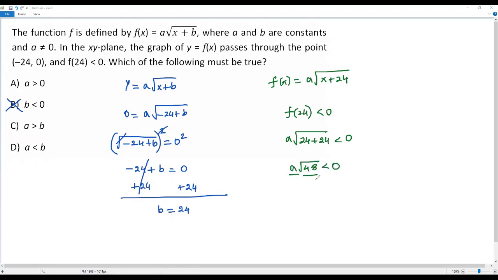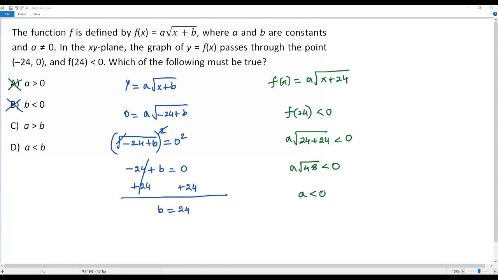Here we have a product of two values and the product is less than 0. That is, this product is negative. Whenever the product of two values is negative, one of the values has to be positive and the other value has to be negative. Here we know that the square root of 48 is positive. Then the value of a has to be negative, so that when I multiply this negative value and positive value, the product will be negative, that is less than 0. So a is less than 0. But answer choice A says a is greater than 0. So it's false. Let's reject answer choice A.